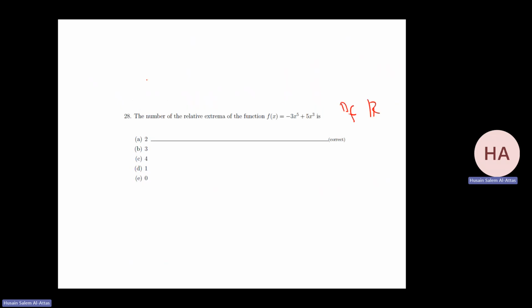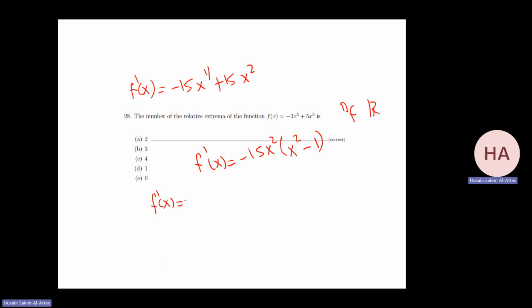Now I have f prime will be what? Minus 15x to the power 4 plus 15x squared. So for f prime, I take minus 15x squared. What's the remaining? The remaining is x squared minus 1. Am I right? Yes, it's minus 15x to the power 4 plus 15x squared. Correct. So f prime equals 0. That gives me x equals 0, and x equal minus 1, and x equal 1. So we have minus 1, 0, 1.